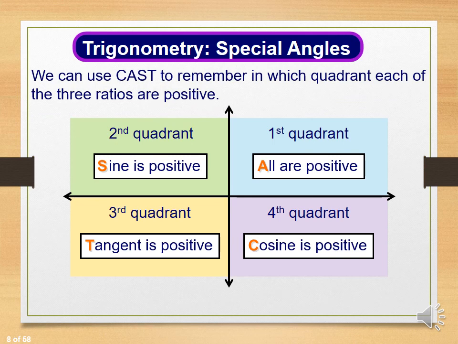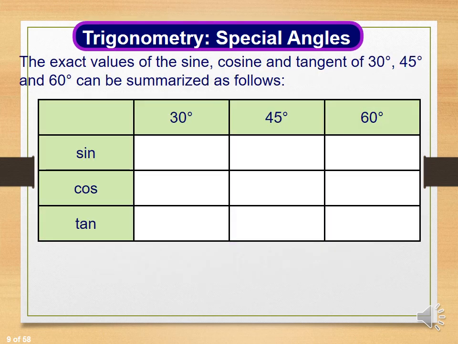We can use CAST to remember in which quadrant each of the three ratios are positive. C-A-S-T: C for the fourth quadrant, A for first, all, S, sine, for the second quadrant, and T, tangent, for the third quadrant. Now the summary of all the exact values of sine 30, 45, and 60 are displayed below.